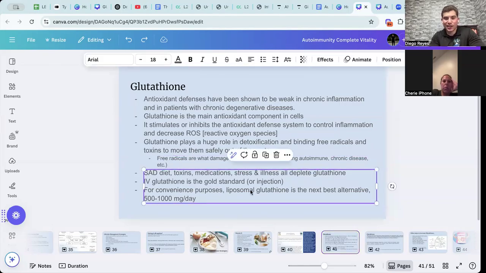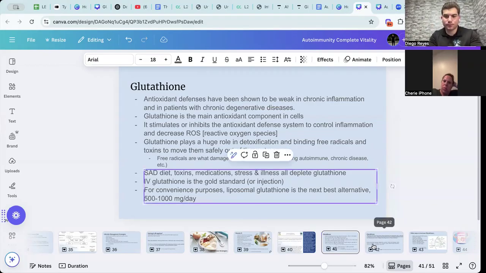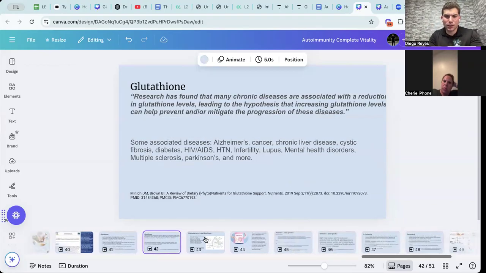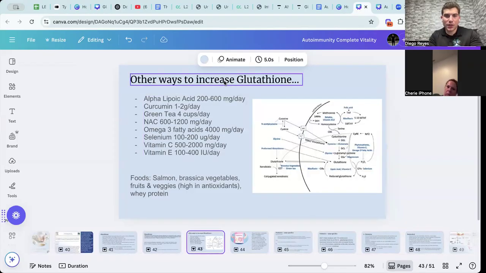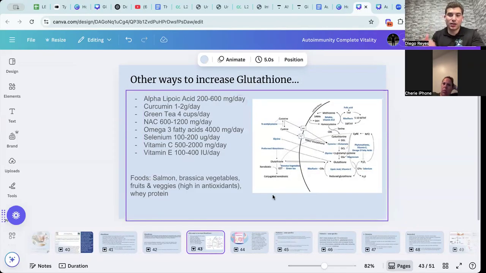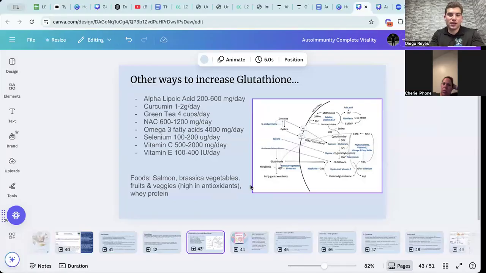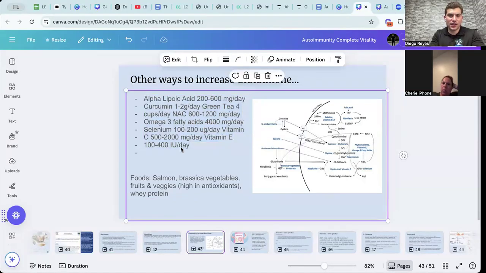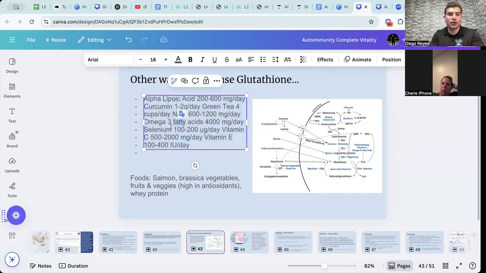The SAD diet, toxins, medication, stress, and illness all deplete glutathione. So the environment we live in today and the food people eat all cause your glutathione to decrease. Therefore, your body can't really protect itself the way that it should. Other ways to increase glutathione, besides just taking it or injecting glutathione, are taking NAC, omega-3 fatty acids, selenium, and vitamin C as well.